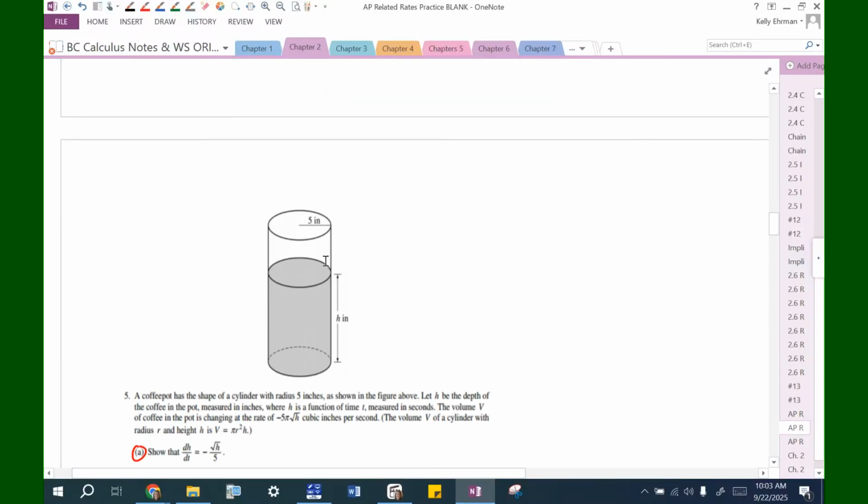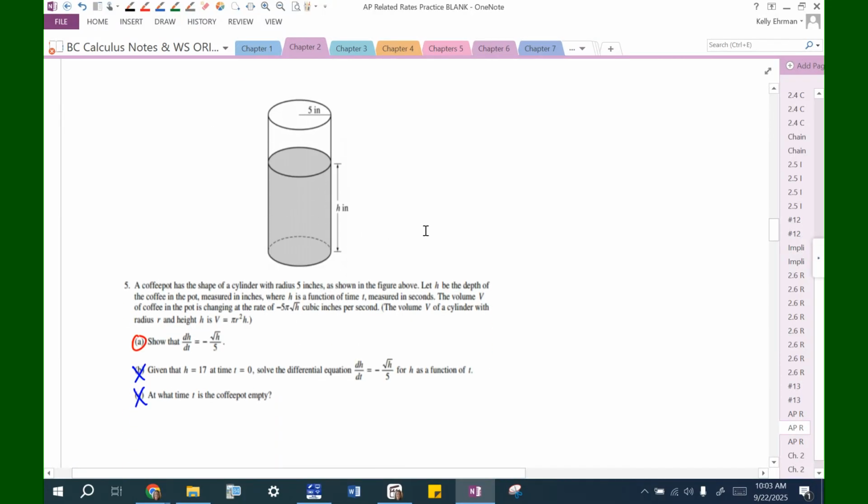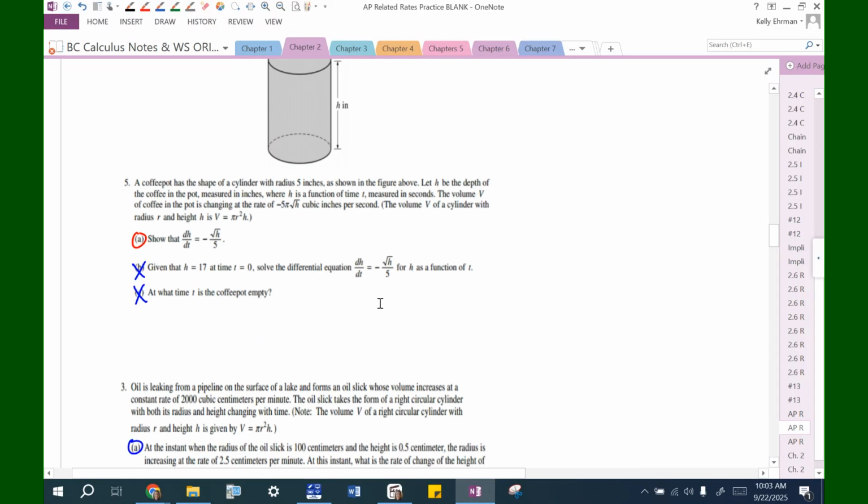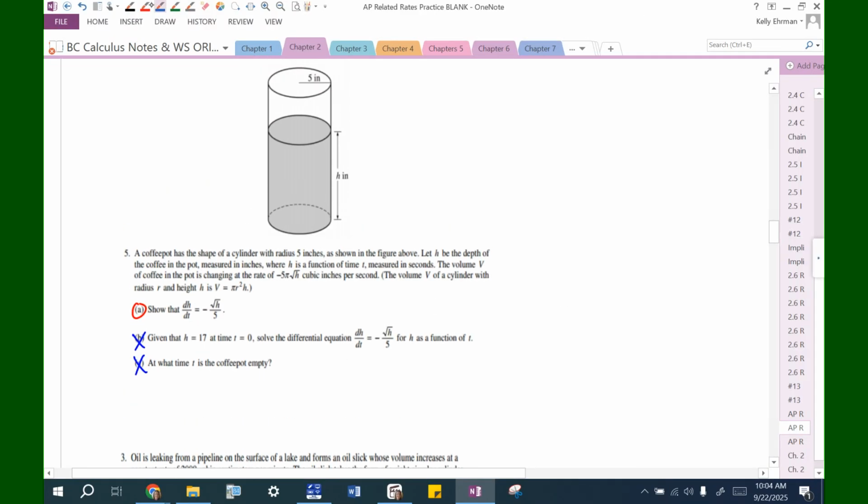Let's take a look at the next one. We have a cylinder. Now in this one, we can only do part A right now. We will be able to do the next two parts a bit later in the year. I think that's chapter 6 type stuff for us.